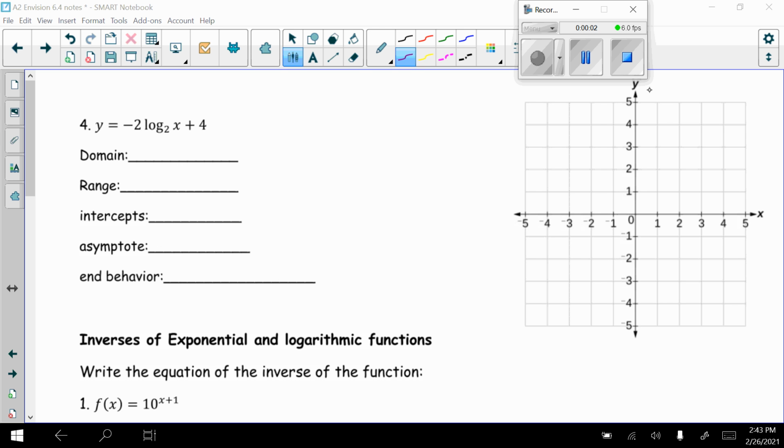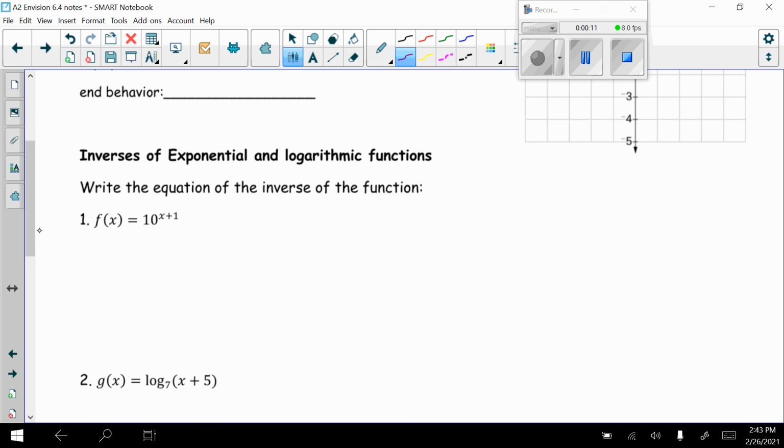All right, today in Algebra 2, we are going to finish up section 6.4. So we're going to go to the back of the notes where it talks about inverses of exponential and logarithmic functions. So it wants me to write the equation of the inverse of the function. Okay? So I'm just going to list over here our steps. So step number 1, we will write in y equals f of x form.